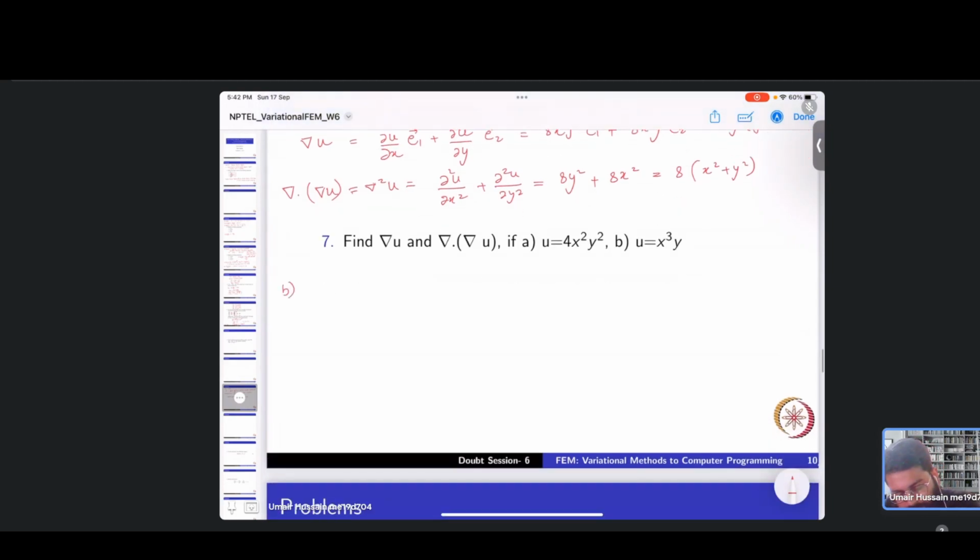Then the next part we have u equals x cube y. So again we take the gradient of u. We have dou u by dou x as the first component and then dou u by dou y as the second component. So the derivative of u with respect to x is 3x square y as the first component, then dou u by dou y is x cube.